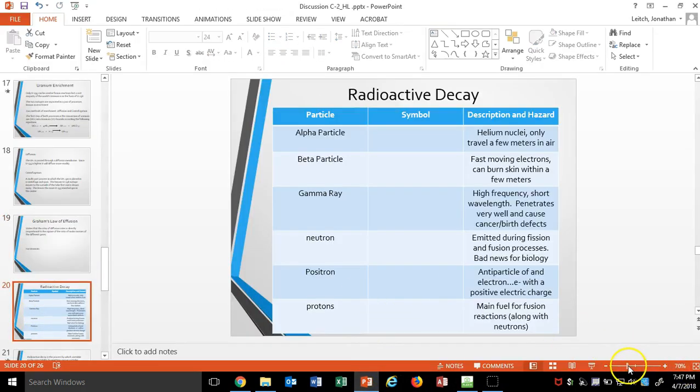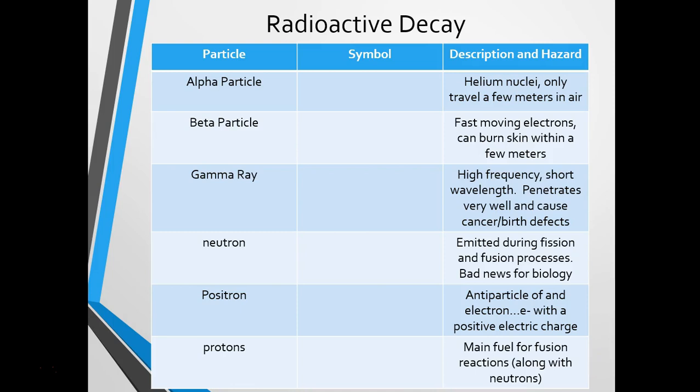Okay, so next we're going to talk about radioactive decay. And if you recall from Chem 1, radioisotopes, which are unstable isotopes, will spontaneously decay and spit out a variety of particles in order to gain stability. So there's a number of different particles that can be emitted during radioactive decay, and here they are.